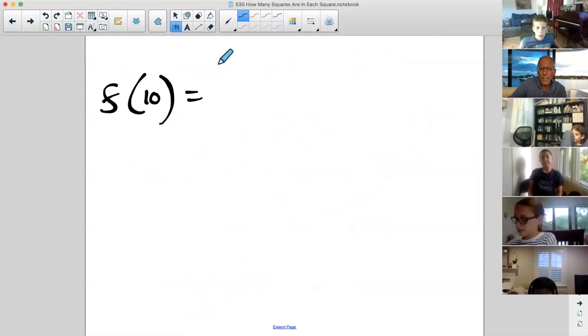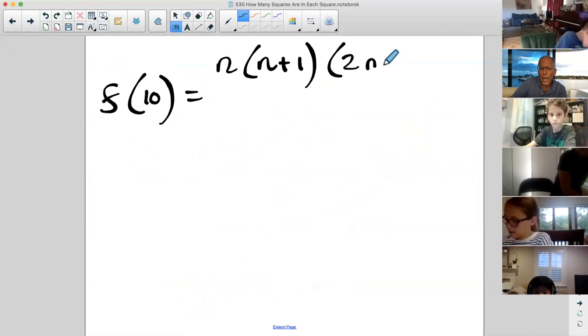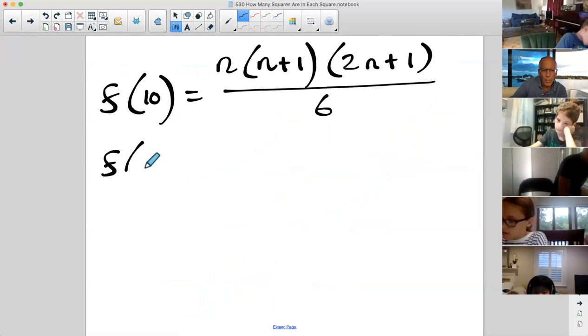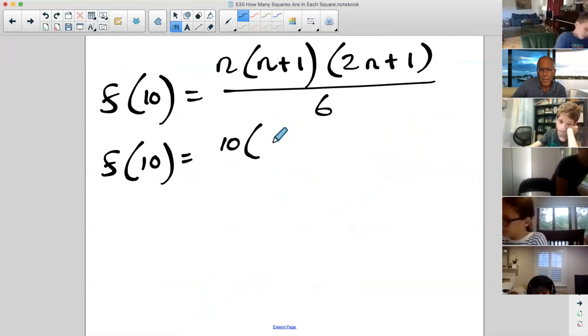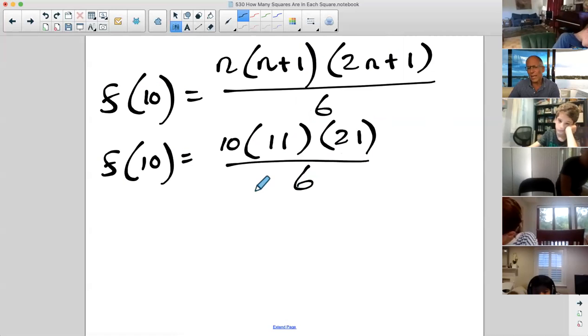Go ahead and do it, guys. n times n plus 1 times 2n plus 1, all divided by 6. So f of 10 is 10 times 11 times 21 divided by 6. And you better cross cancel. Do not multiply 10 times 11 times 21 and then divide by 6. It takes too long.